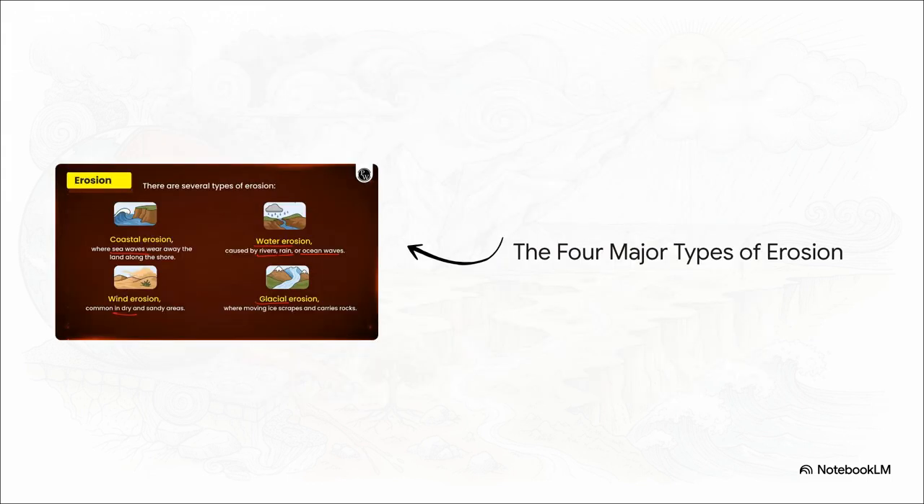And nature uses four major transporters to move this stuff around. We have coastal erosion, where sea waves relentlessly pound and wear away the shoreline. There's water erosion from rivers and rain, which is incredibly powerful. Wind erosion, which totally dominates in dry, sandy environments like deserts. And glacial erosion, where massive, super slow-moving rivers of ice just scrape up and carry away everything in their path.